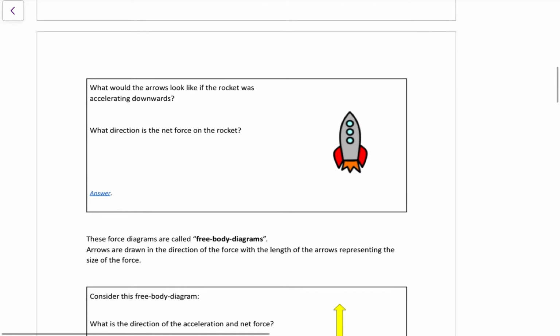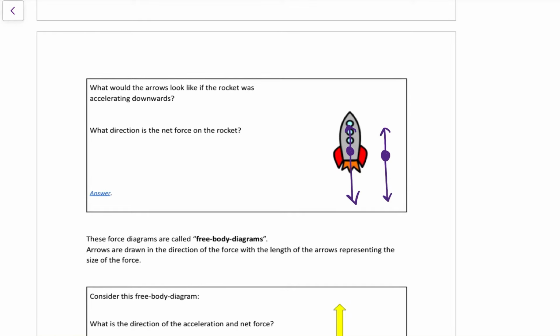The answer's there in the link, but what if I told you the rocket was accelerating downwards? What would that tell you about the two forces? If it's accelerating downwards, then the unbalance must be downwards. So the downward force must be bigger than the upward force. It's tough to see, so I'll do it over here. Downward force, upward force. Often when I draw them by hand, I'll just draw a dot to represent the object and then show the arrows starting at the dot.